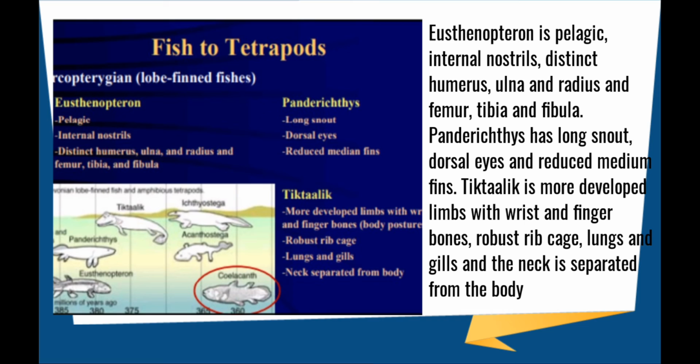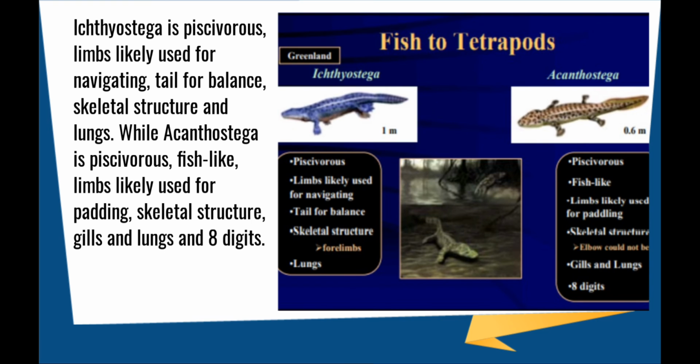wrist and finger bones, a robust rib cage, lungs and gills, and its neck is separated from its body. Ichthyostega is piscivorous, and has limbs likely used for navigating. Its tail is for balance, and it has a skeletal structure and lungs. While Acanthostega is piscivorous also, and is fish-like, and has limbs likely used for paddling, and a skeletal structure, gills and lungs, and eight digits.